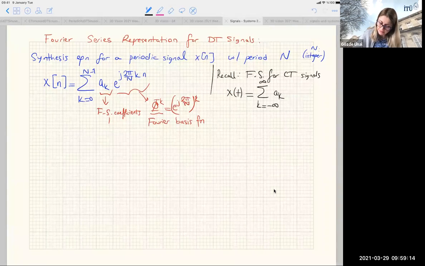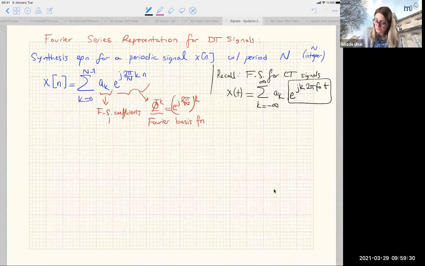a_k, and the basis function was e to the j k omega 0 t, where omega 0 is really 2 pi f0. Remember, this was the basis function, right? The continuous time case, Fourier basis, of course. But now also pay attention to these infinite sums. Here it's a finite one.